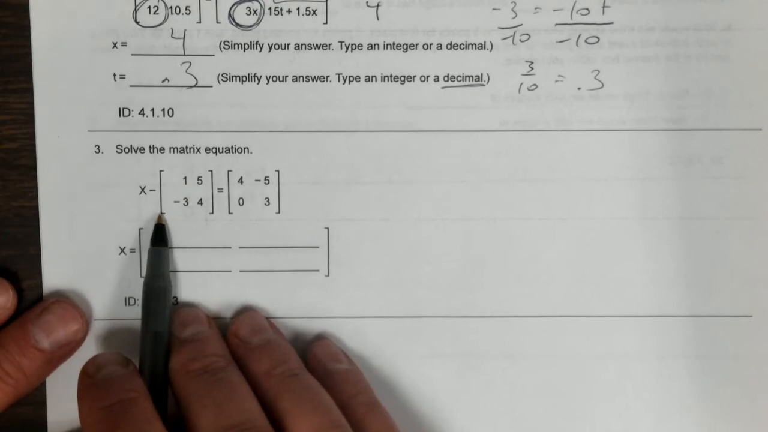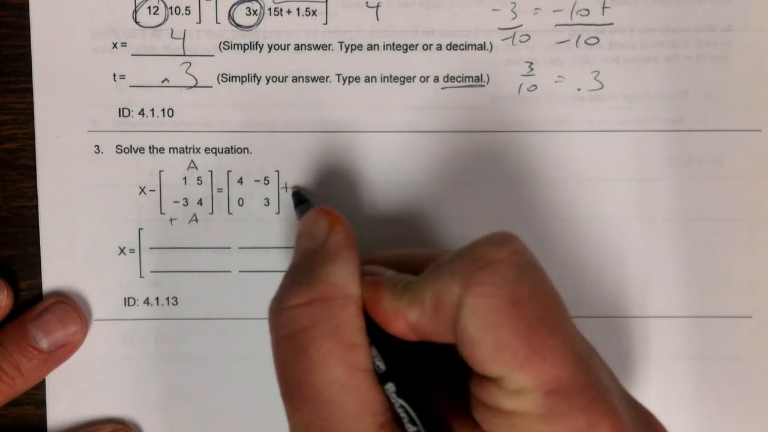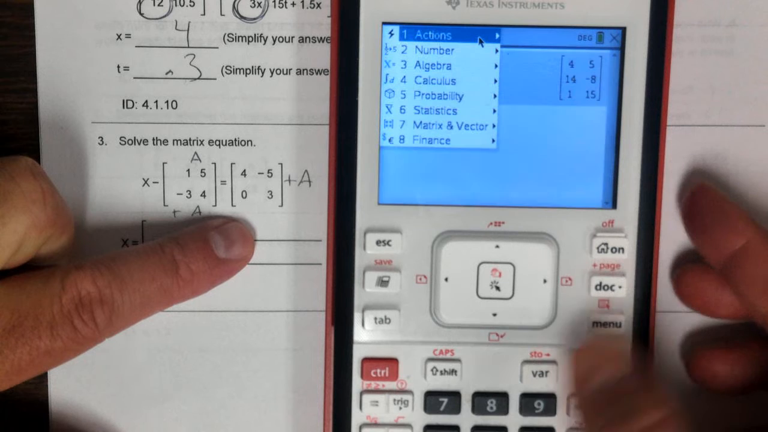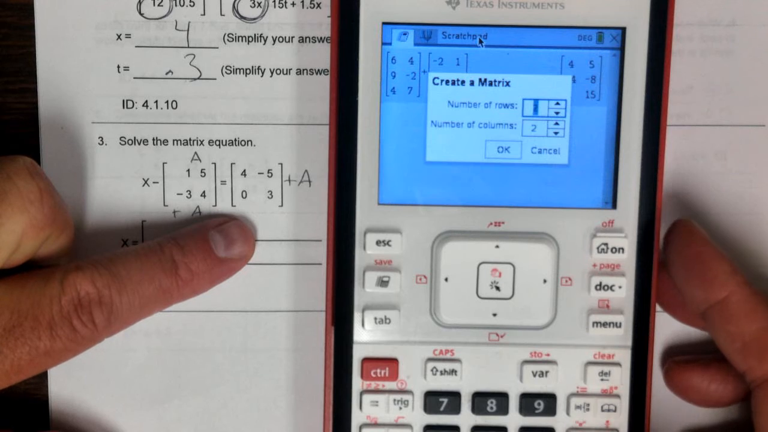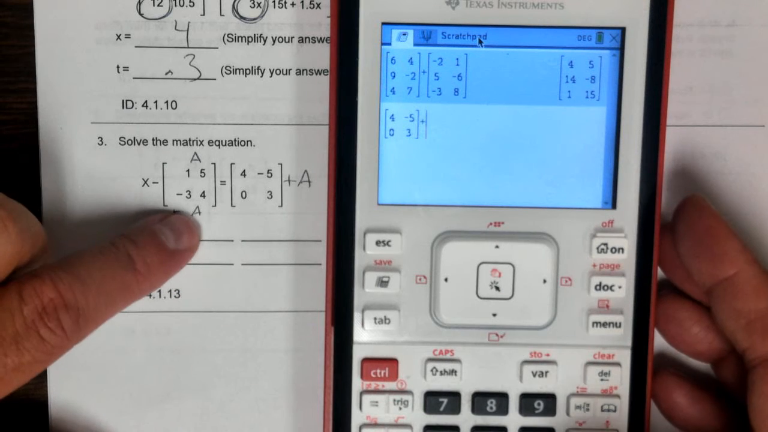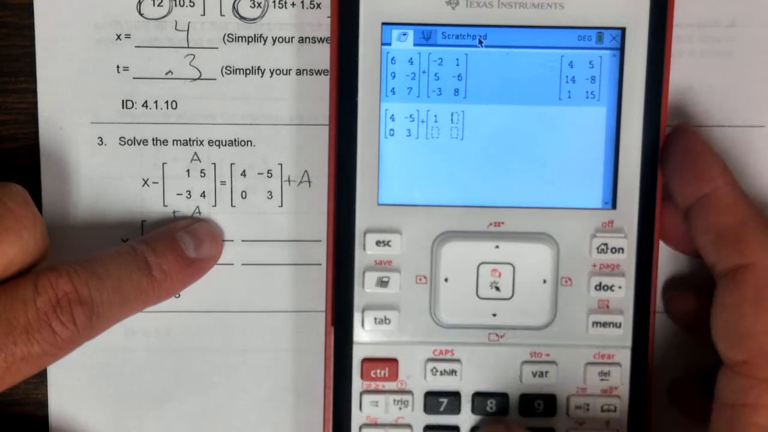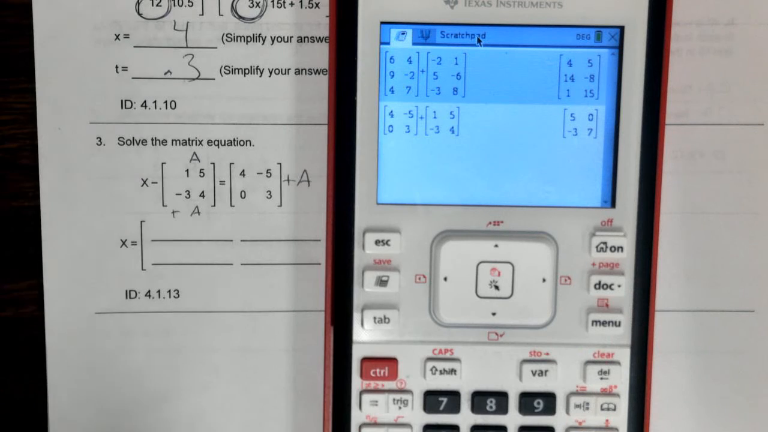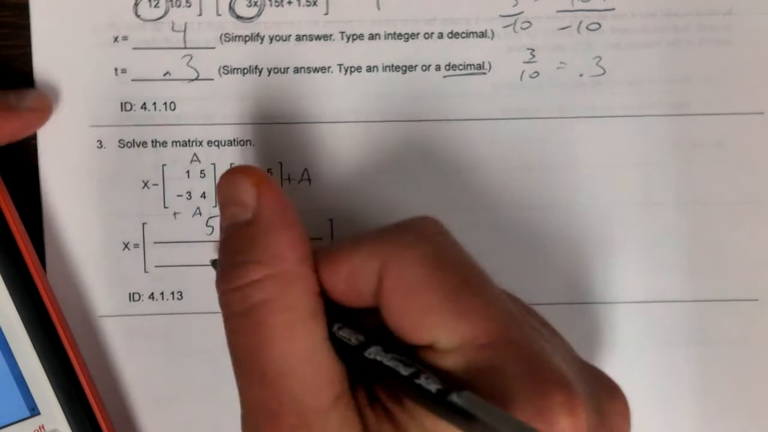Okay, now on this one you want to add the matrix. I'm just going to call this A. So if we add A to both sides, you're just going to do this matrix. Again, it's adding, so we really don't have to use the calculator, but I will. It's a 2 by 2, 4, -5, 0, 3, plus 1, menu 7, 1, 1, 1, 5, -3, 4. And so that gives you your answer, 5, 0, -3, 7.